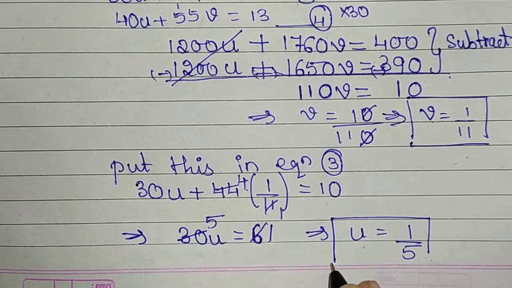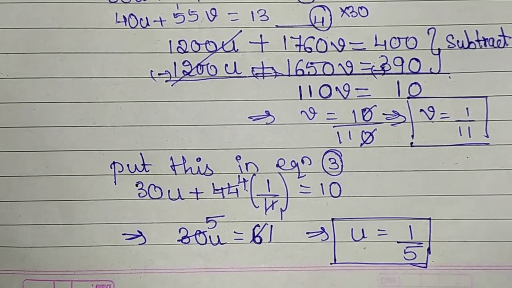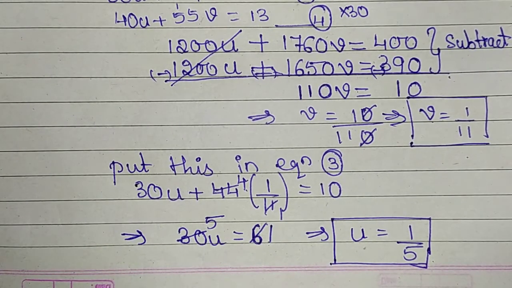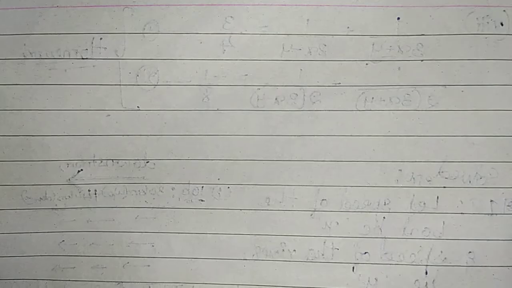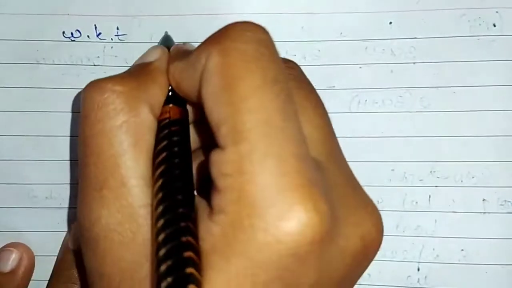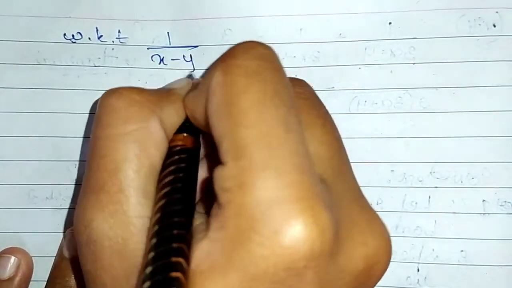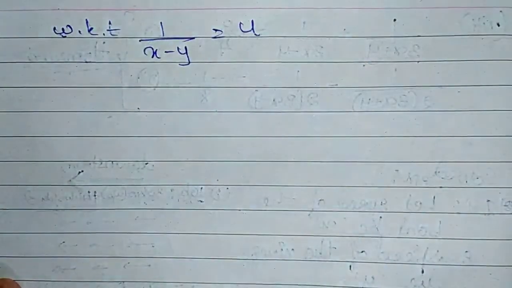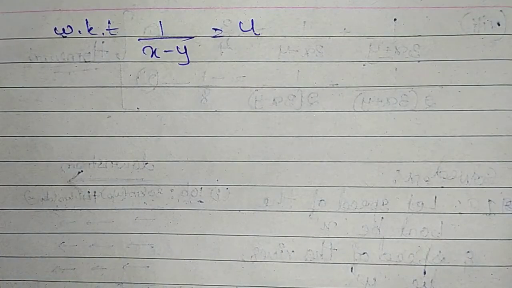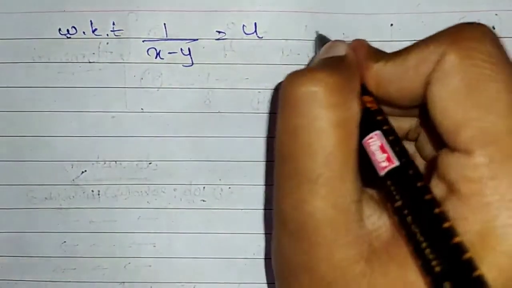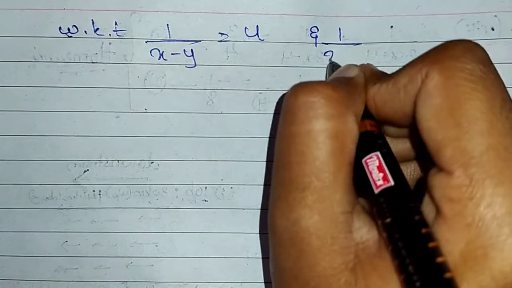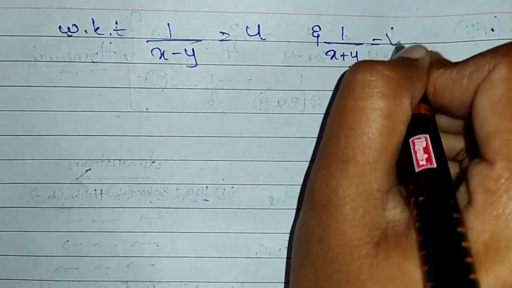So now we got our values of u and v, and now we are supposed to find the values of x and y. We know that 1 by x minus y is equal to u, and 1 by x plus y is equal to v.